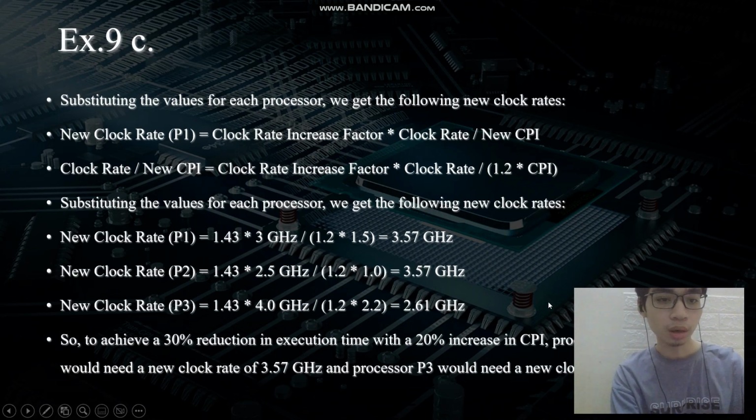So the new clock rate of P1 equals 3.57 GHz, the new clock rate of P2 is 3.57 GHz, and the new clock rate of P3 equals 2.61 GHz.